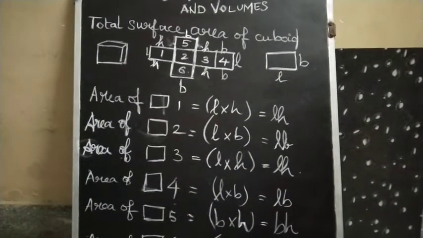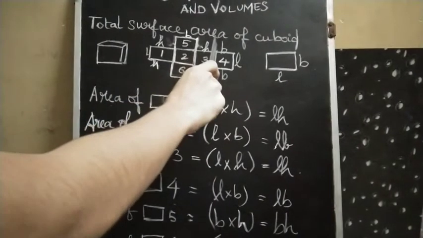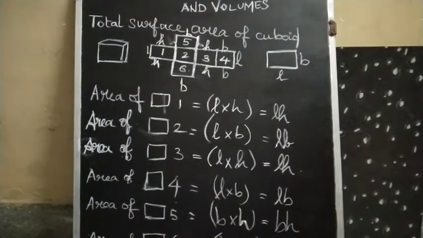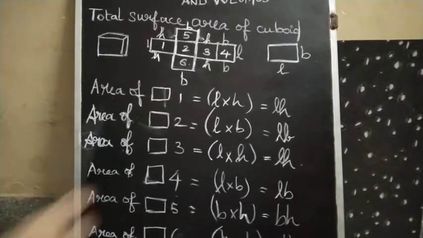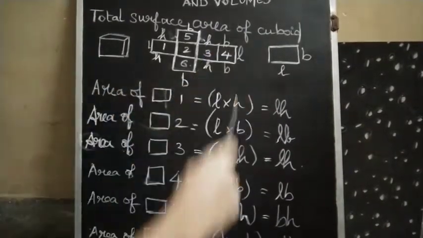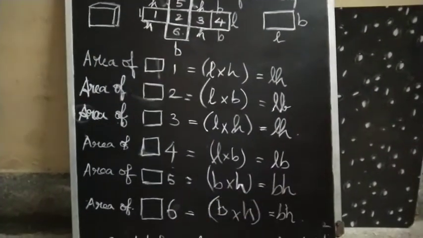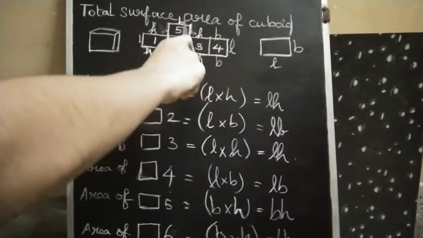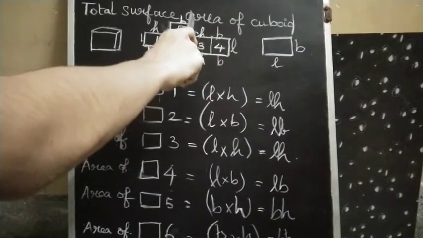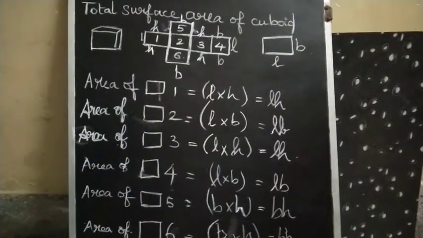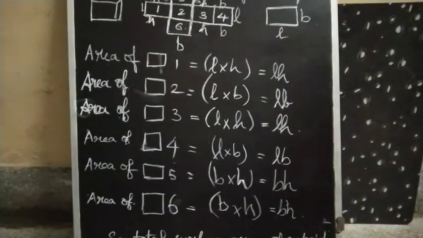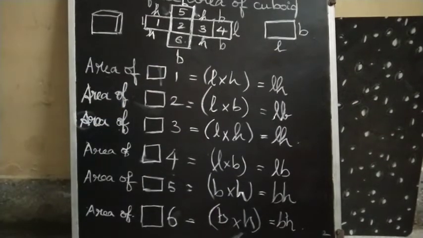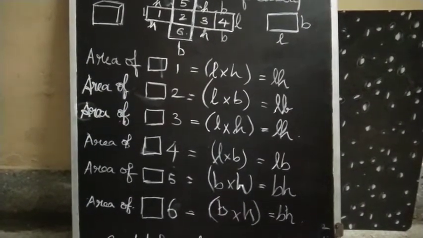Now area of rectangle 3. This one. Length, height. Okay, length into height, LH. Now area of rectangle 4. This is length, breadth. So length into breadth, LB. Next, area of rectangle 5. This is rectangle 5, that is top. Here base, now height. Breadth, height. B into H, BH. Next, area of rectangle 6. Breadth and height. So B into H, BH.